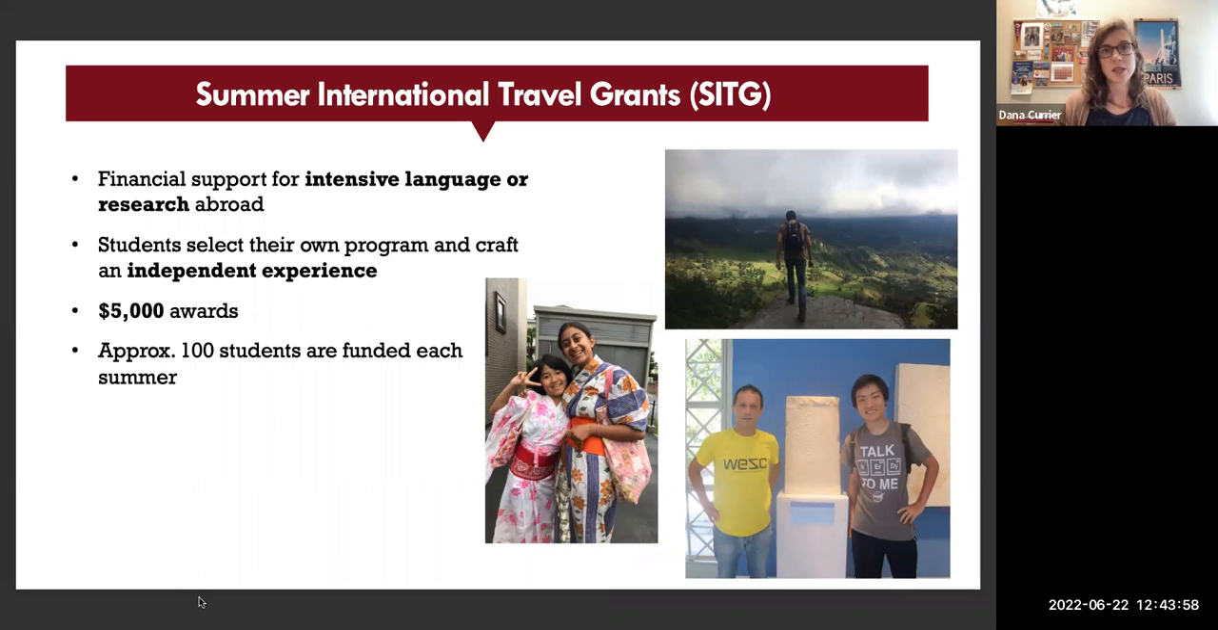So if you want to study Swedish over the summer in Sweden, you can apply for a foreign language acquisition grant, or a FLAG as we call it. If you want to do research for your BA project that you're planning to finish in your 4th year, and you want to do that in another foreign country, you can apply for a grant to finance that experience. All of the grants are $5,000, regardless of where you're going. And about 100 students receive the funding every summer.